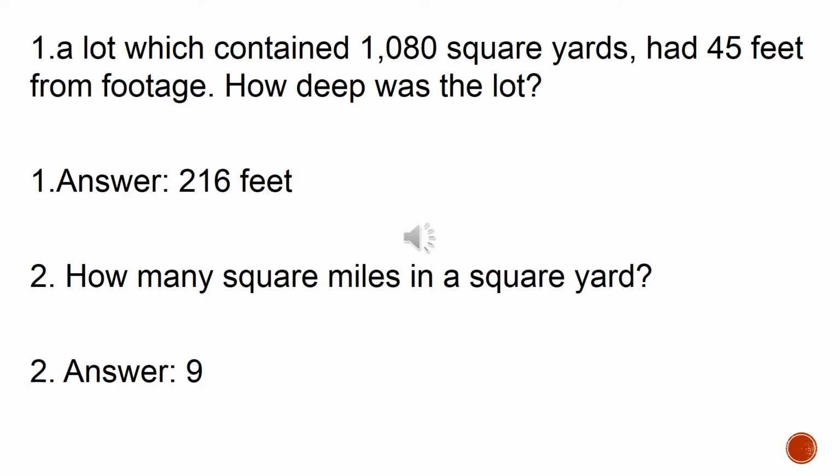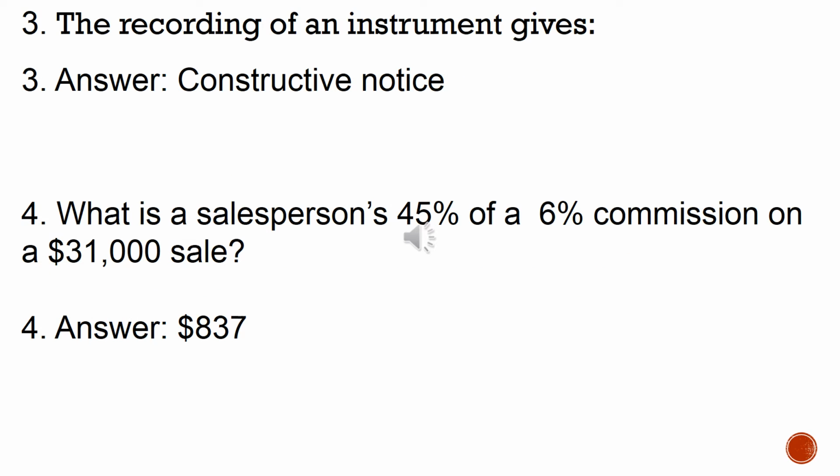Question number 1. A lot which contained 1,080 square yards had 45 feet of frontage. How deep was the lot? Answer, 216 feet. Question number 2. How many square feet in a square yard? Answer, 9. Question number 3. The recording of an instrument gives, answer, constructive notice.